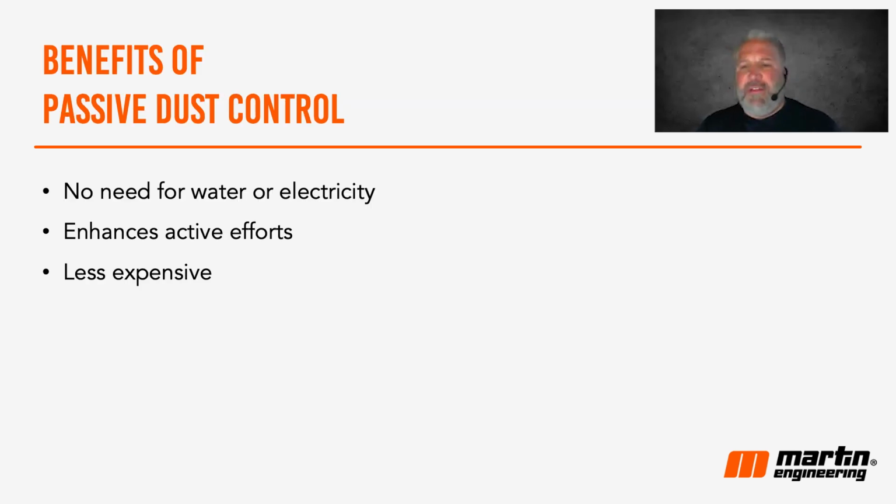So there are some real benefits of passive dust control. Passive dust control doesn't require the use of water or electricity as active dust control does. So if you're using some sort of active dust control, you're typically going to use some sort of dust collection system that's probably going to rely on electricity to operate it. And that vacuums the dust out, and that added electricity comes with a cost.